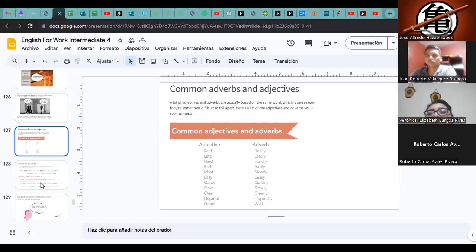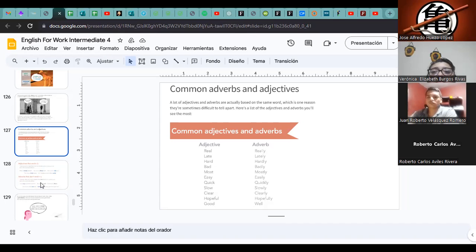Slowly. Ah, al revés, entonces. They changed the word. The correct one is Oliver ate slowly. Exactly. Thank you. Good. Yeah, the others are good. Very good, perfect. Let's see the rest of the class. Thank you.